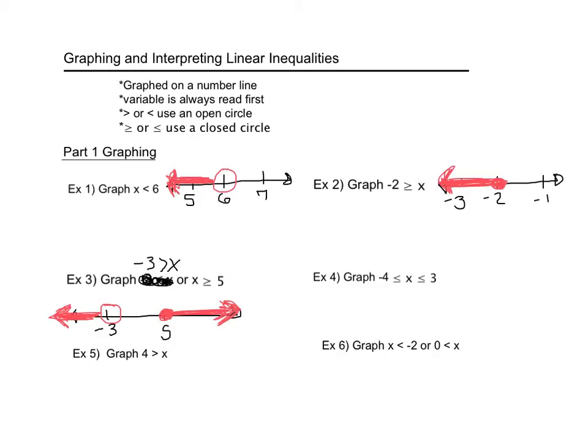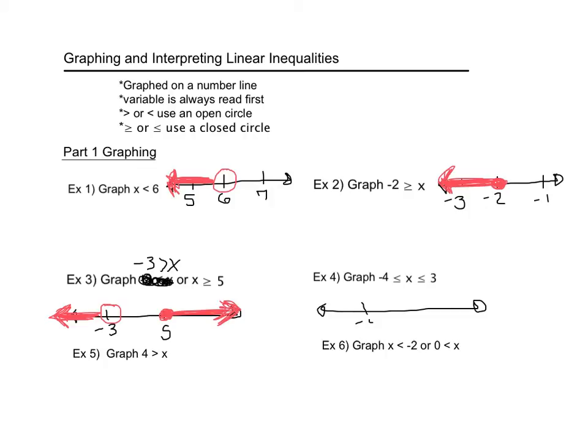So if that helps you remember what an OR situation should look like, go ahead and use that. Number 4, this is what we consider to be an AND situation. X has to be in between -4 and 3. It's still a compound inequality, so I'm going to graph it in the same manner.